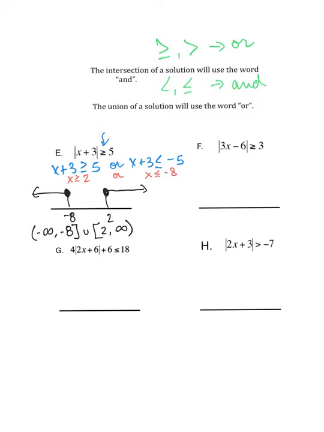The absolute value of 3x minus 6 is greater than or equal to 3. Now, once again, we want to look at our sign. This is going to help us. Greater than or equal to, or. So we just have to write two inequalities. 3x minus 6 is greater than or equal to 3, or 3x minus 6 is less than or equal to negative 3. Go ahead and solve it, see what you get.